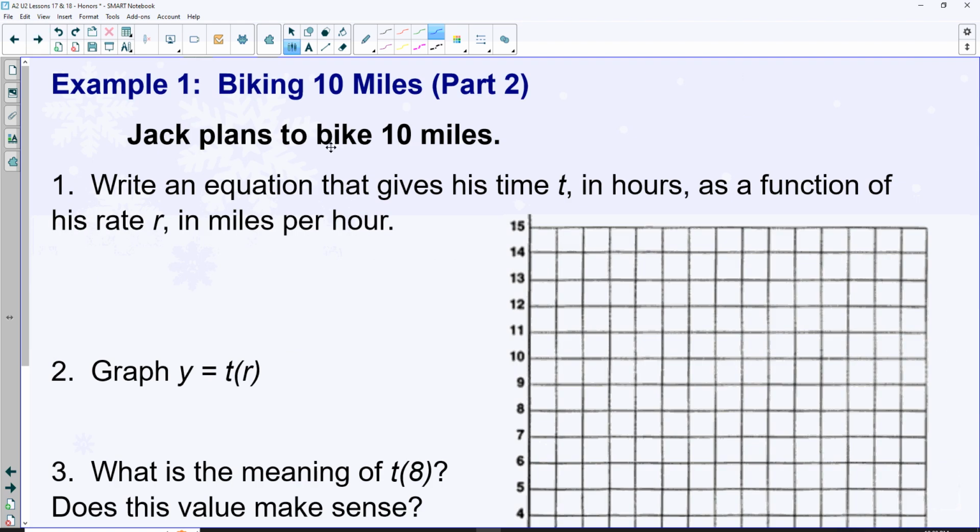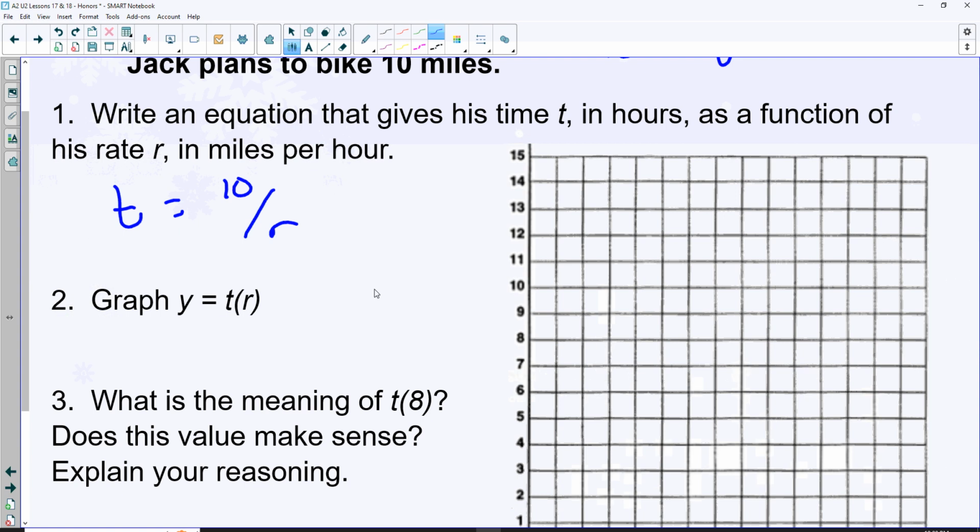Okay. So let's see what this actually looks like on a graph. We're going to write the equation time t in hours as a function of his rate r. Okay. So Jack, now he's going to bike the 10 miles. And so we're going to write an equation that gives us time t. T equals 10 divided by r, right? Again, 10 equals r times t. And we just divide both sides by r. Okay, graph this function. So graph y equals t of r.